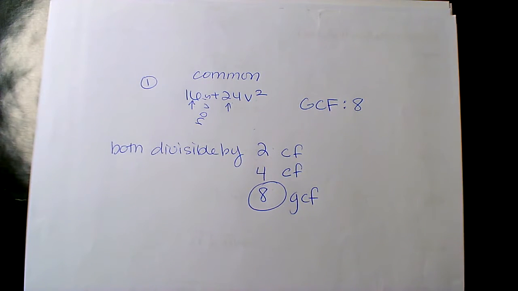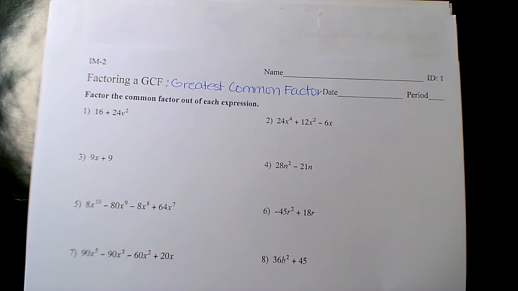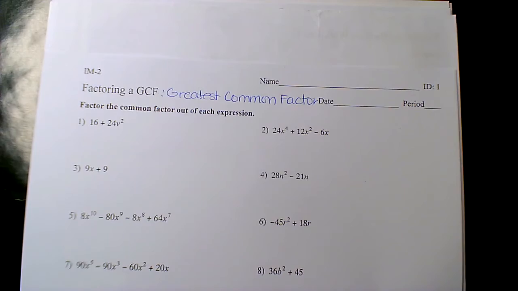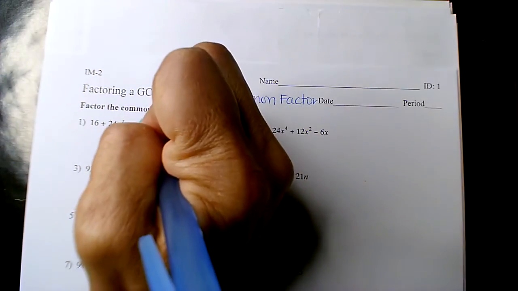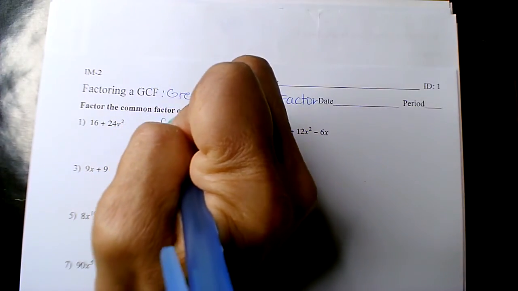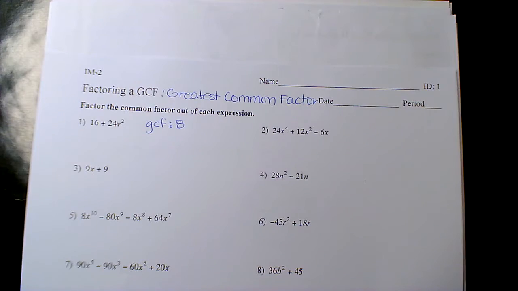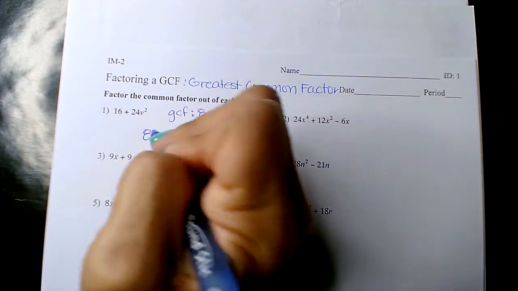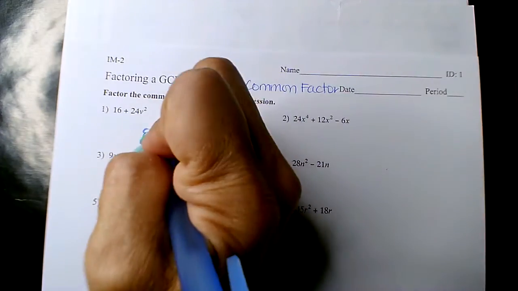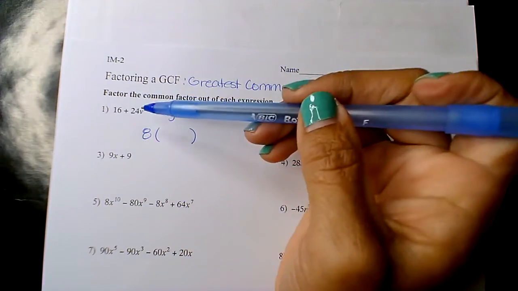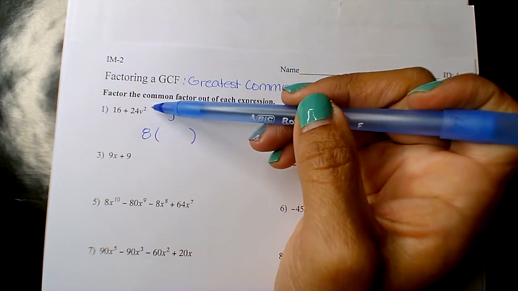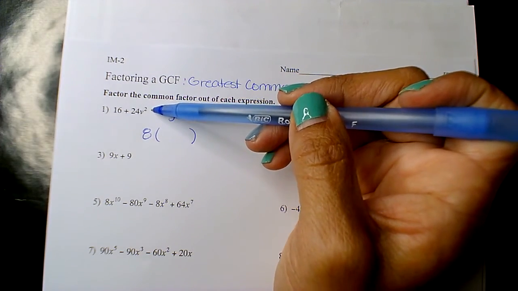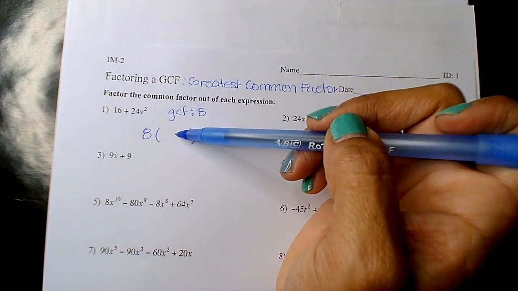All right, so the question says, factor the common factor out of each expression. Okay, so in this case, we agree the GCF is only 8. But now how do you factor? You factor out the GCF, and then in the parentheses, you divide out that 8. You remove it, you factor it out, and you write what is left.